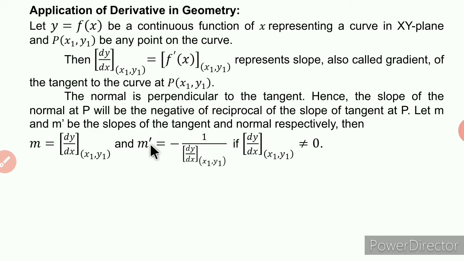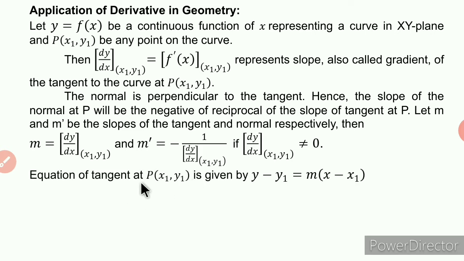So here m dash is the negative reciprocal of the slope of the tangent. But here the condition is that the value of this dy by dx at the point (x1, y1) is non-zero, because if this is 0, then we cannot define the slope of the normal.